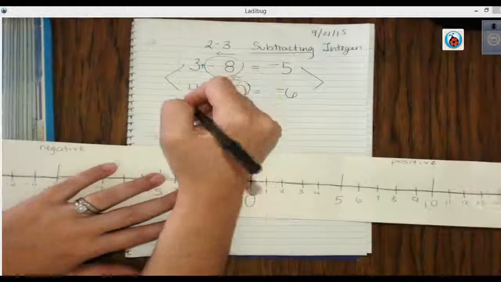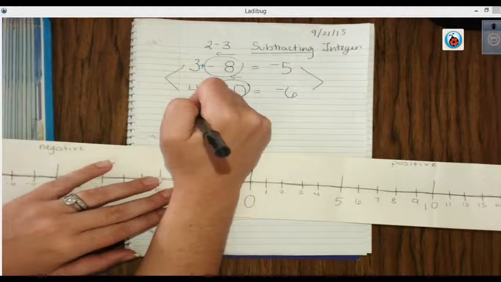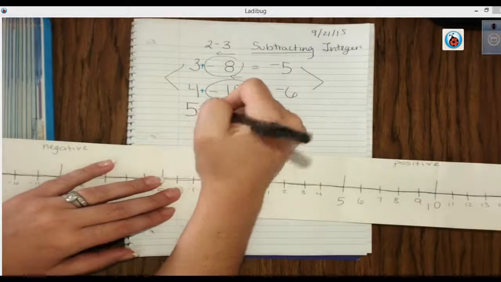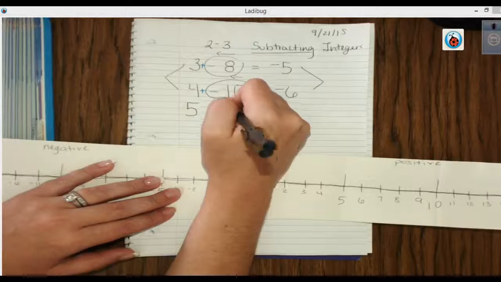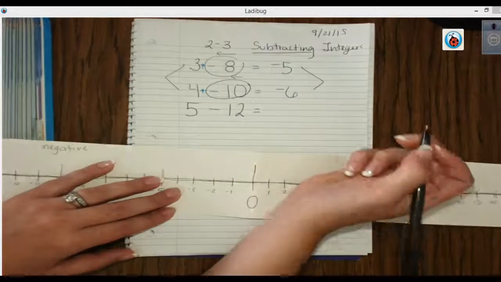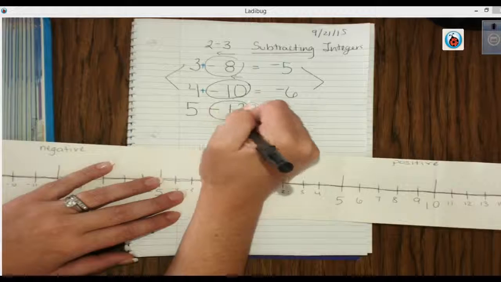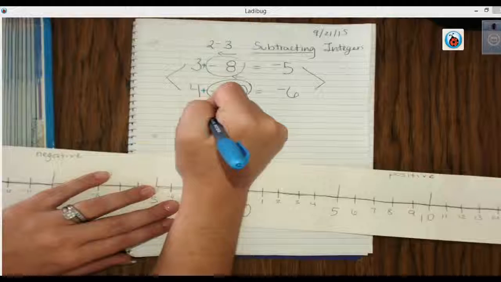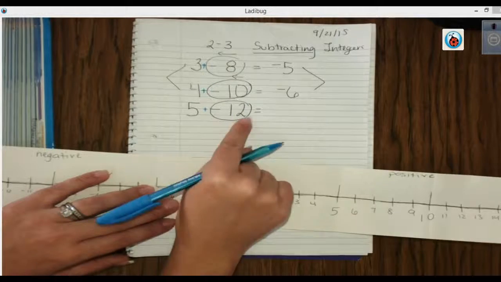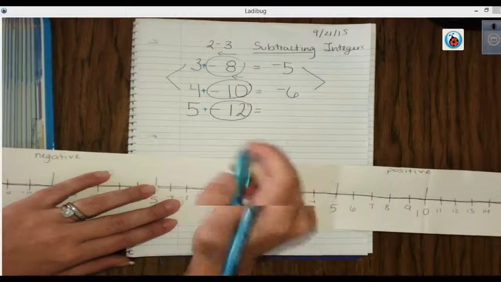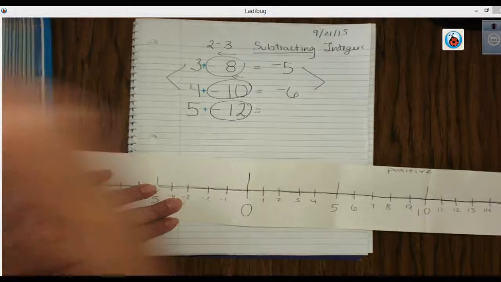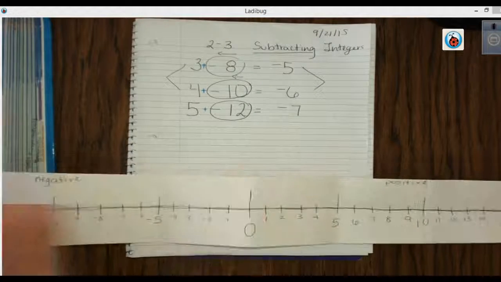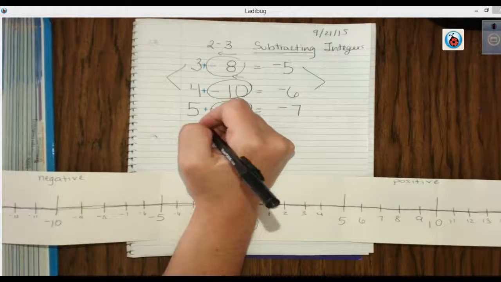Subtracting is actually like adding. So let's say we have 5 minus 12. If I circle my minus sign with my 12, this would be the same thing as saying what? 5 plus negative 12. Yes or no? And what would that equal? Negative 7.